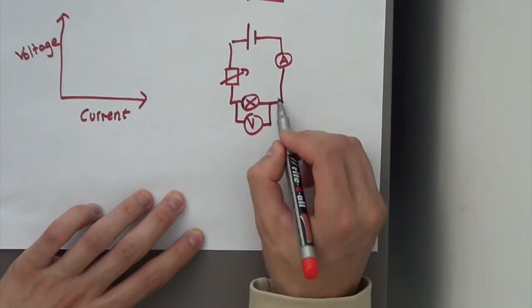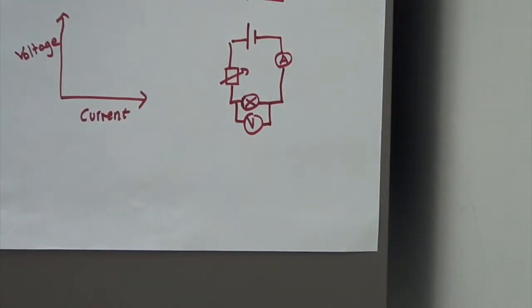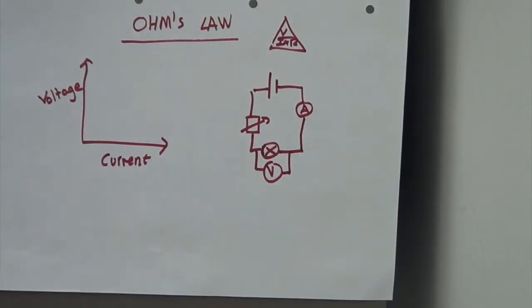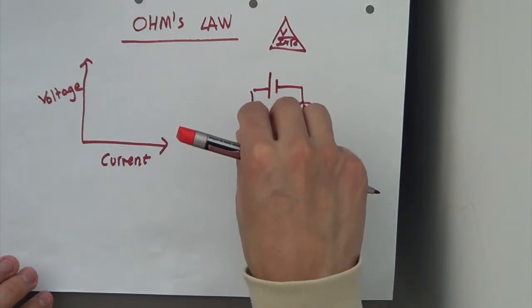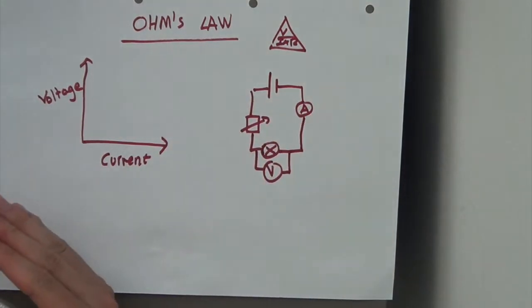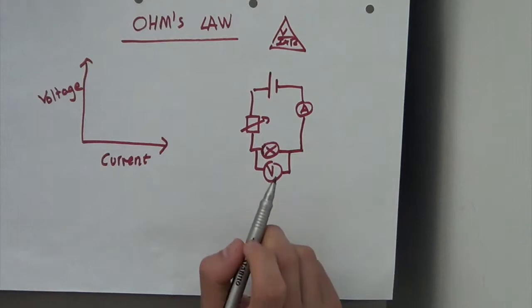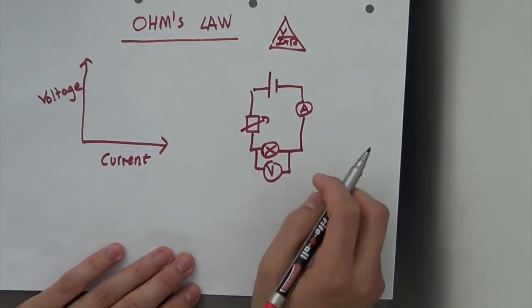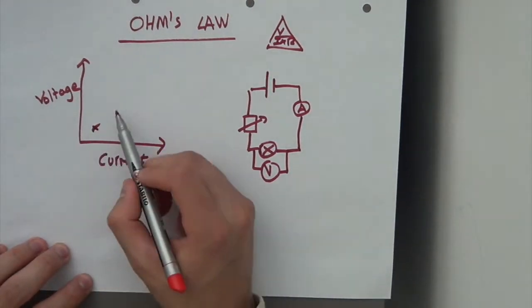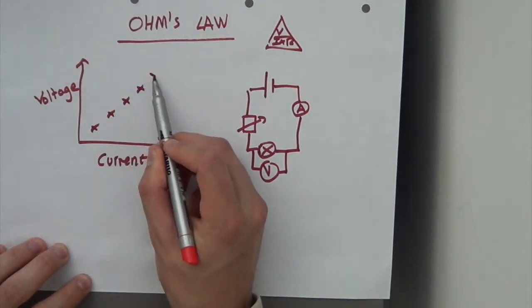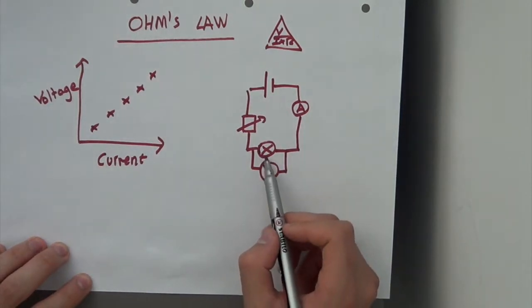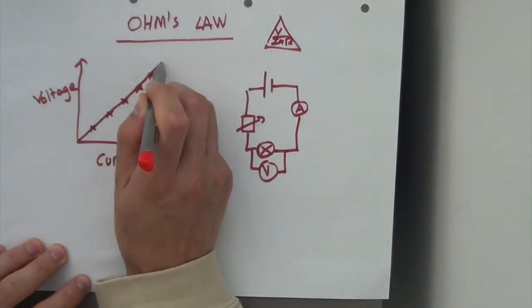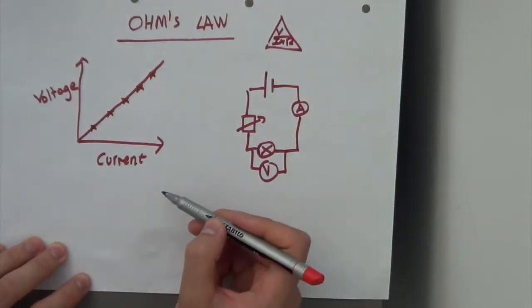How does this experiment work? Basically, at constant temperature, I am going to change the settings of the variable resistor, and I'm going to go from a low resistance to a high resistance. Each time I do that, I'm going to measure what the current is, and what the voltage is. If I did that experiment, basically what you would find, if this lamp was ohmic, is that the voltage was proportional to the current.